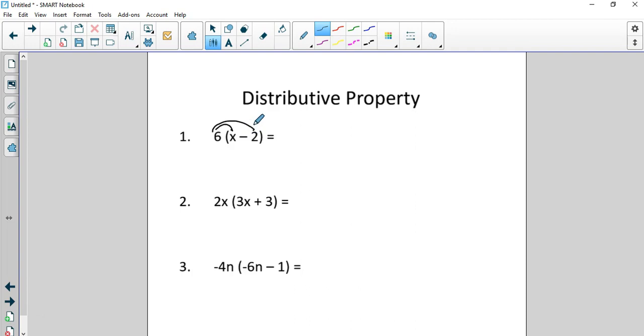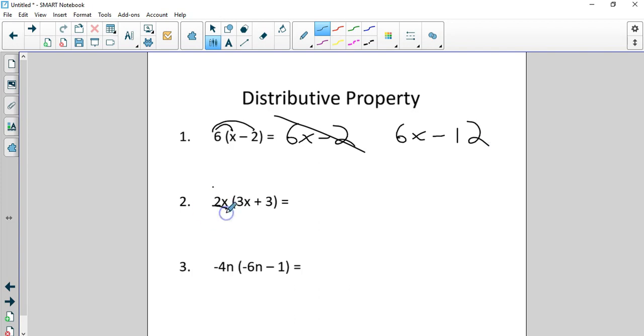Now, the reason I draw lines is because one of the most common mistakes in algebra is not distributing to both. The most common wrong answer here is 6x minus 2. And again, that's wrong. And it's not a bad idea to write that down to remind yourself what's wrong. Because it's not 6x minus 2. It's 6x minus 12. Because the 6 gets sent to both things inside the parentheses.